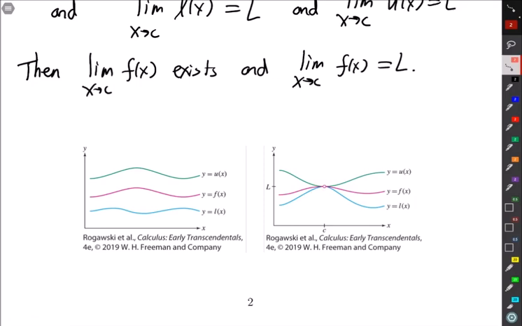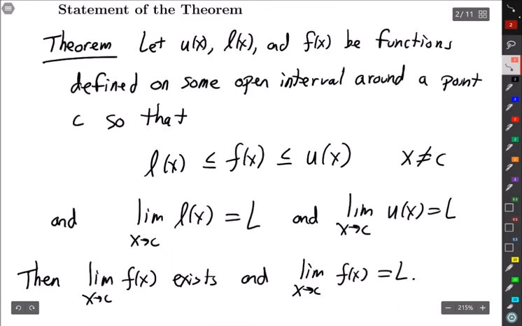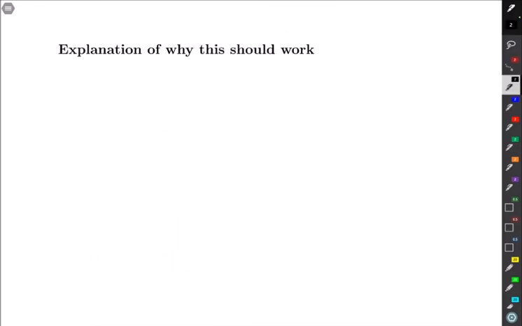The main thing you want to think about here is that since f is trapped between u and L, which go to the same point at a certain value, there's nowhere else for f to go. f has to exist and go to that same point. This is what we get for the squeeze theorem. We'll see in future videos how we use this to solve problems, but as of now, here's the statement of the theorem.